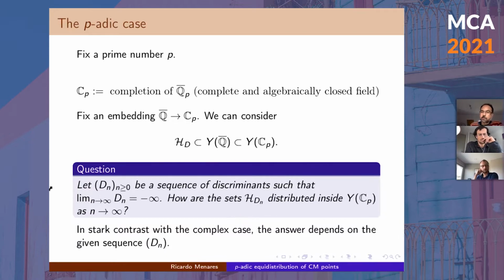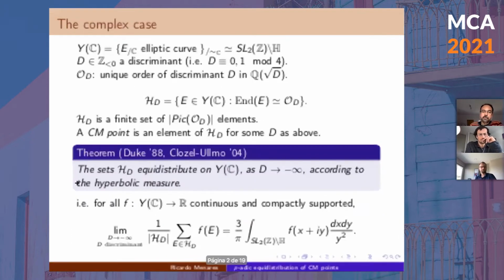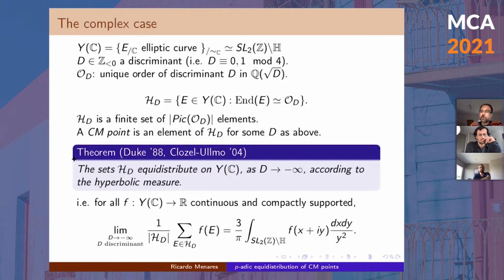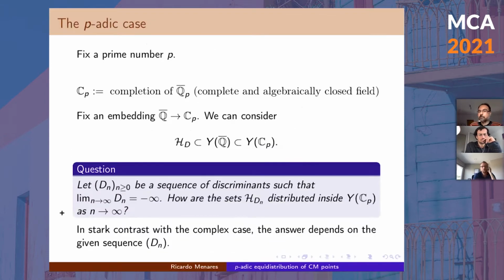Let me just go back to the complex case. In this complex case, there's no mention of sequences. Any sequence of discriminants you take going to -infinity, you will find the same limiting behavior. But in the p-adic case, we'll see that it depends on the sequence. I will explain how.